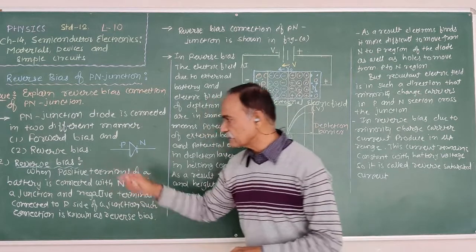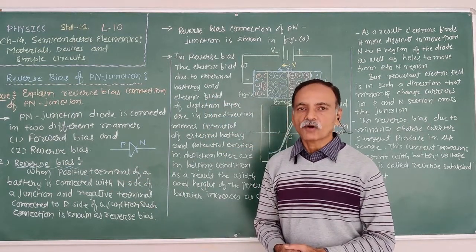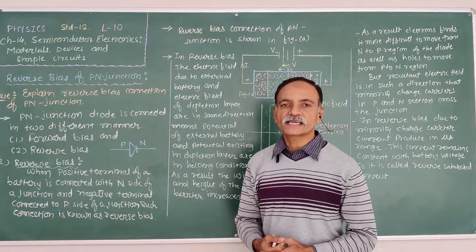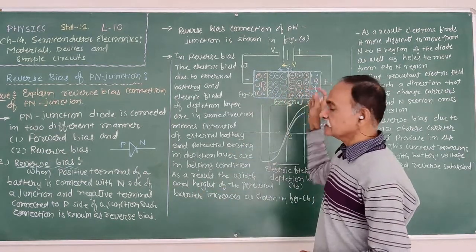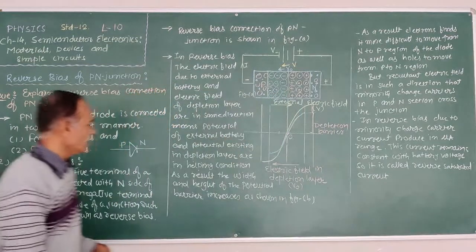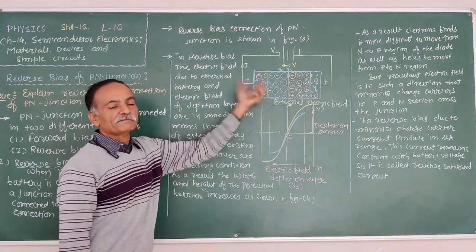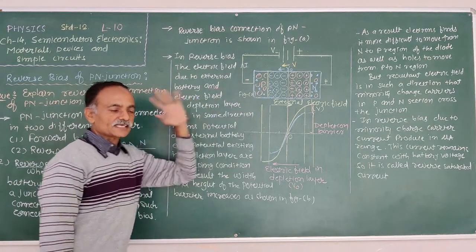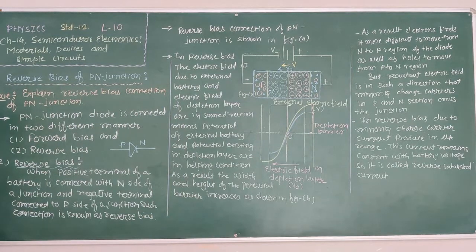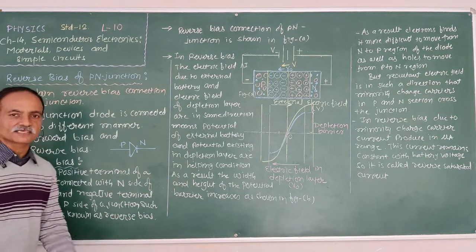Now the definition of the reverse bias is that when the positive terminal of the external battery is connected with the N side of the PN junction, and the negative terminal of the battery is connected with the P side of the PN junction, such a connection is known as the reverse bias.